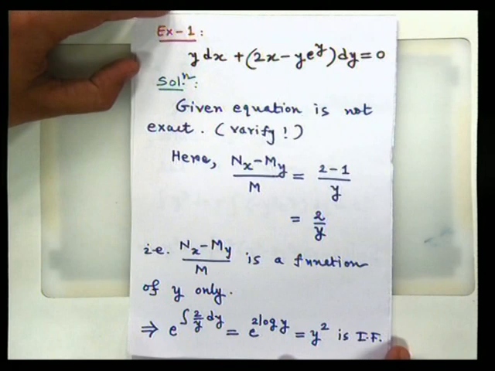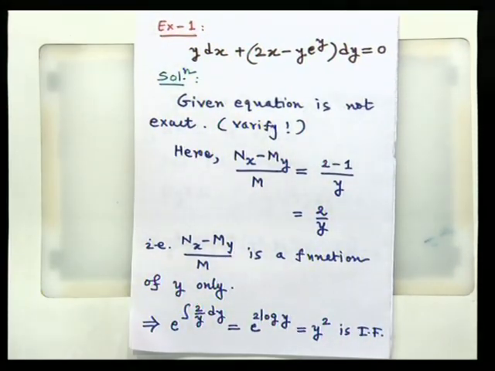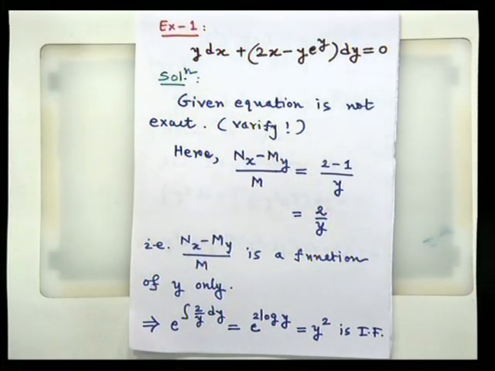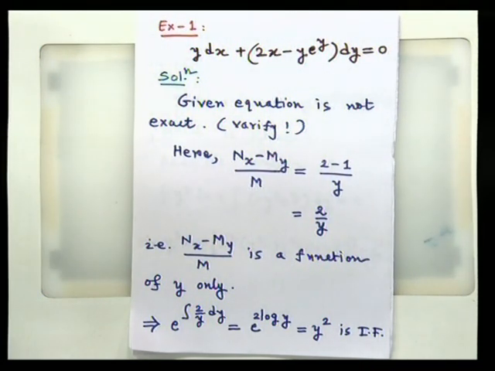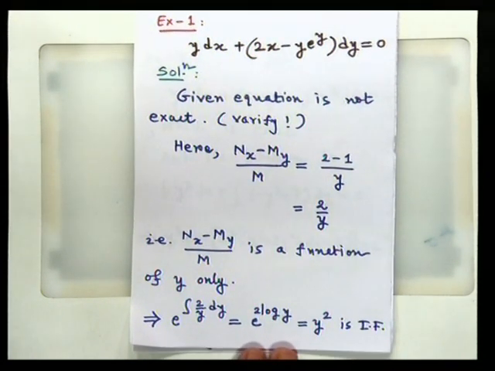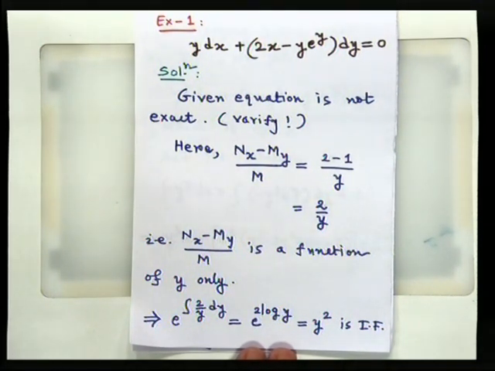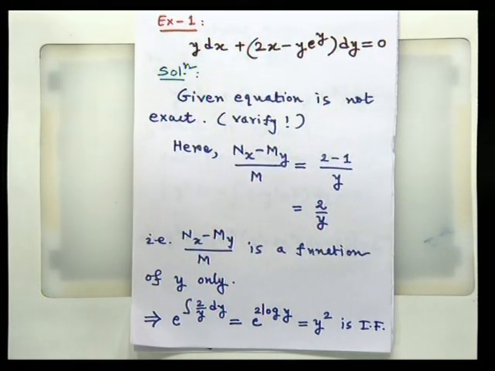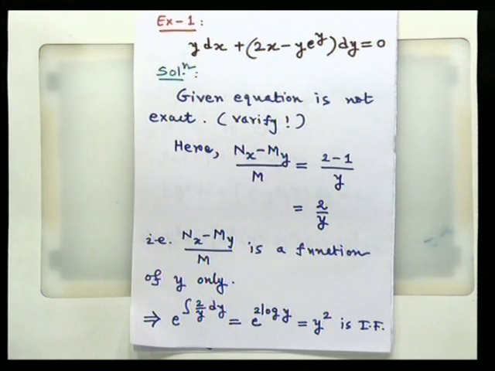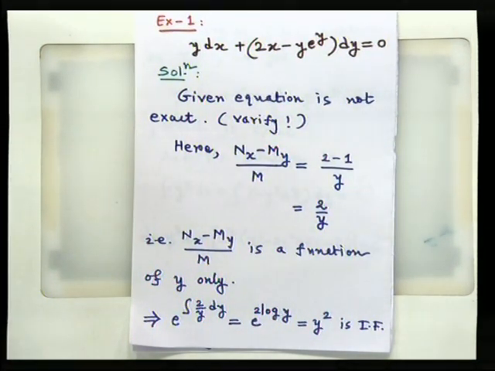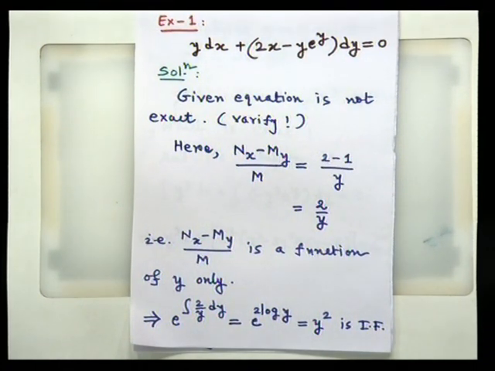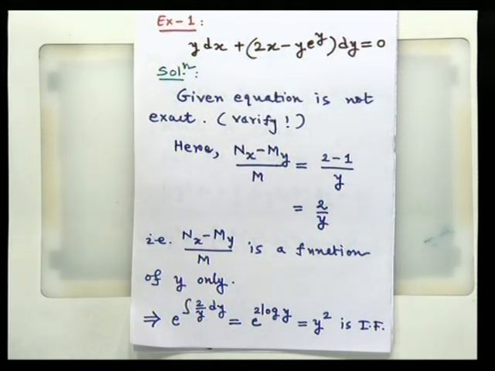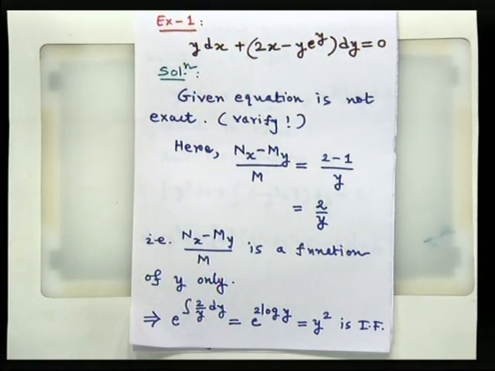We have seen that. So for this equation we check (Nx minus My) by M, and it is (2 minus 1) by y, that is 2 by y. So it is a function of y only. As (Nx minus My) by M is a function of y only, we have the integrating factor e raised to integral 2 by y dy, that is e raised to 2 log y, and that becomes y square, as e raised to log x is equal to x. By that rule we have y square, the integrating factor for this differential equation.